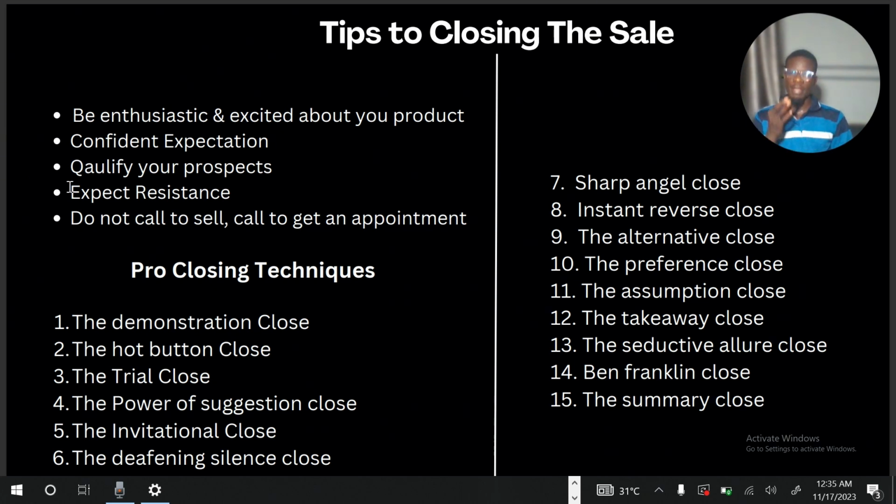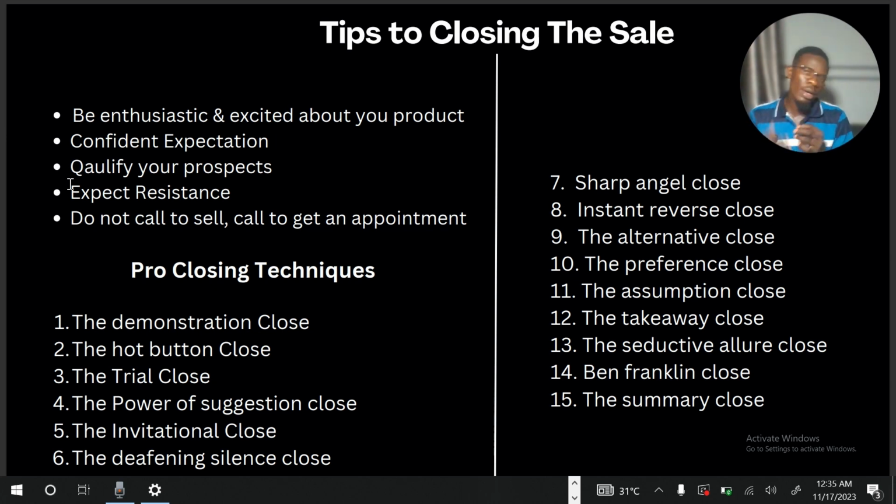So number 5, the invitational close. In the invitational close, you make an invitation to people to buy a product. So when you've gone over talking about the products with your clients and all of that, at the end of the day, when they bring up all the objections, things that make them not want to buy the product, then you invite them. But why don't you give it a try? That word. Why don't you just give it a try? Why don't you just buy it? You're inviting them, meaning they still have their options open, but why don't they just try out this one?